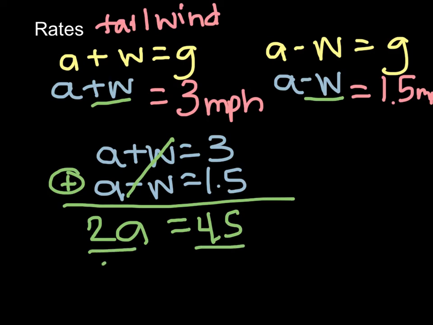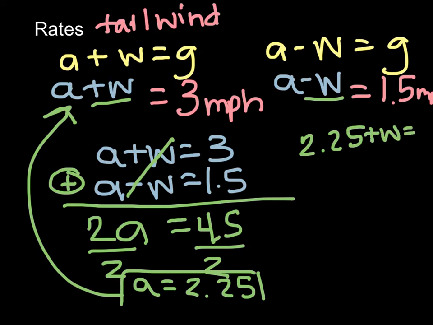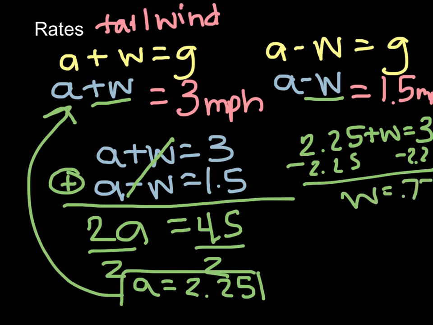Well, isolate your variable, divide by 2. So your airspeed is 2.25. Simply plug in what you know, which is a, and solve for your missing variable. So if I plug a is equal to 2.25 into this equation, I get 2.25 plus your wind speed is equal to 3. Well, if you subtract 2.25, sorry, I'm going to run out of room on both sides, pretend like you can see it all, you get w is equal to 0.75.